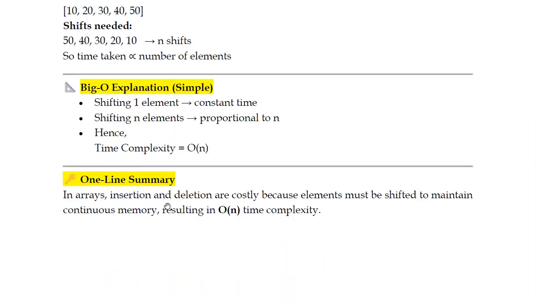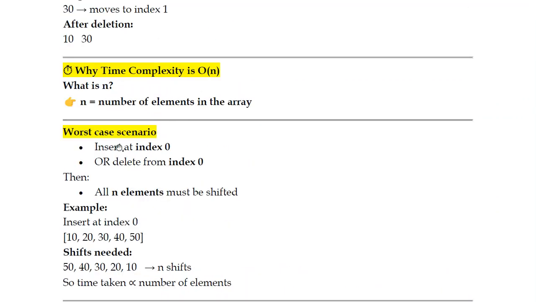So in arrays, insertion and deletion are costly because elements must be shifted to maintain continuous memory, resulting in big O of n time. Many of them are confused about why we give big O of n. With 5 elements, maybe all 5 elements are shifted at one time. We can guarantee that the best case is at the last element, where it's easy, no more shifting, we can directly add it. But the worst case may differ.